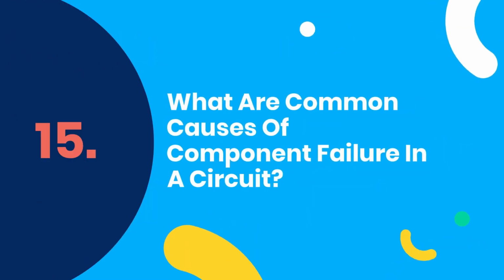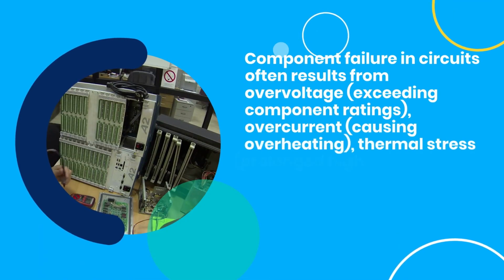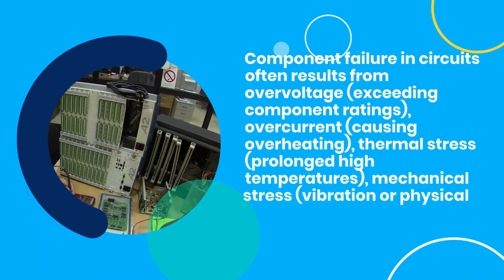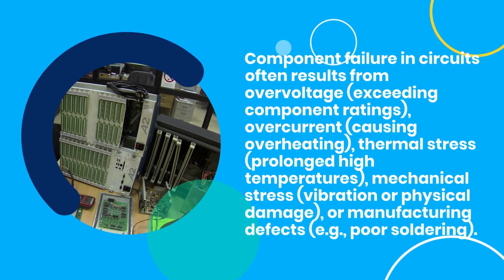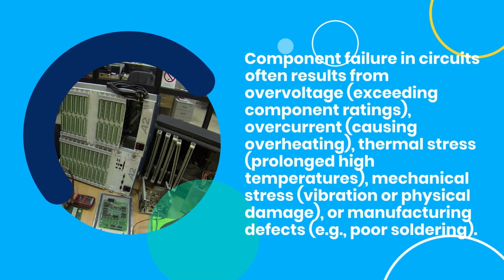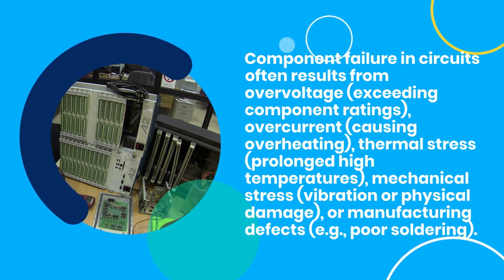15. What are common causes of component failure in a circuit? Component failure in circuits often results from overvoltage, exceeding component ratings, overcurrent, causing overheating, thermal stress, prolonged high temperatures, mechanical stress, vibration or physical damage, or manufacturing defects, e.g., poor soldering.